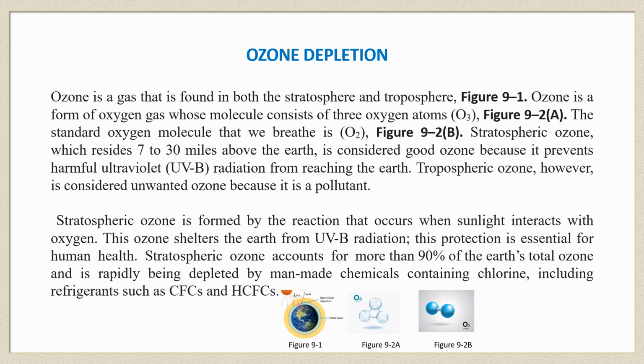Tropospheric ozone, however, is considered unwanted ozone because it is a pollutant. Stratospheric ozone is formed by the reaction that occurs when sunlight interacts with oxygen. This ozone shelters the Earth from UVB radiation. This protection is essential for human health. Stratospheric ozone accounts for more than 90% of the Earth's total ozone and is rapidly being depleted by man-made chemicals containing chlorine, including refrigerants such as CFCs and HCFCs.